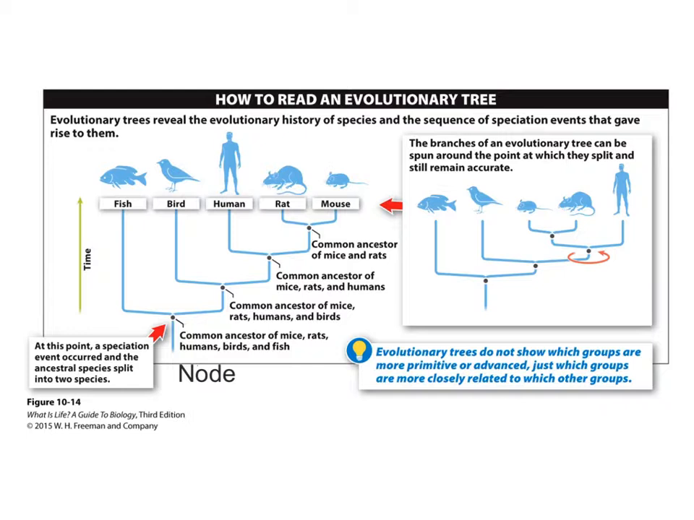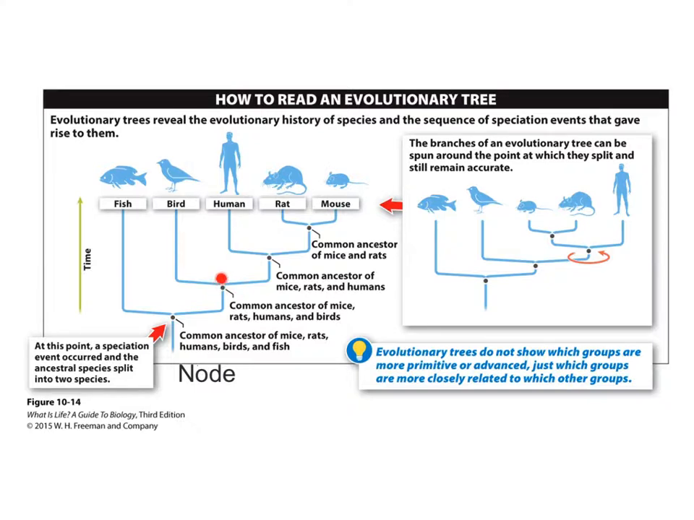These nodes show us the point of divergence, where 2 groups branched and started to become different. This also shows us the site of a common ancestor. On this tree, this node here is the site of the common ancestor for mice, rats, humans, birds, and fish. Trees have many branch points or nodes along them. Here we see another branch point.